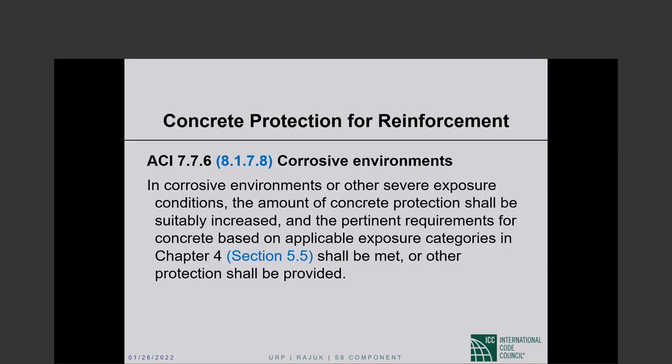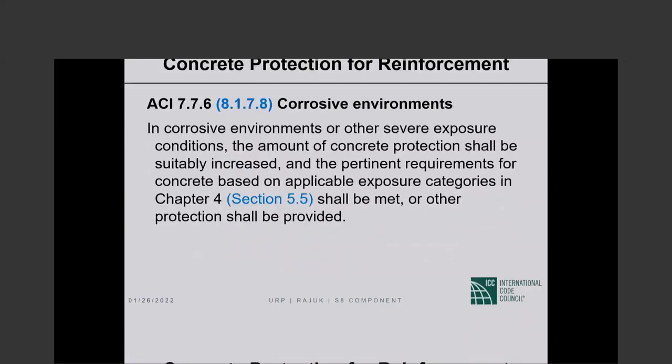And the pertinent requirements for concrete based on applicable exposure categories, those are in the durability chapter, chapter 4, shall be met or other protection shall be provided. So we are essentially saying you shall increase the covers, you shall meet the durability requirements of chapter 4, or other protection shall be provided. You will not only depend on the cover. Maybe you need physical enclosure or things of that kind.